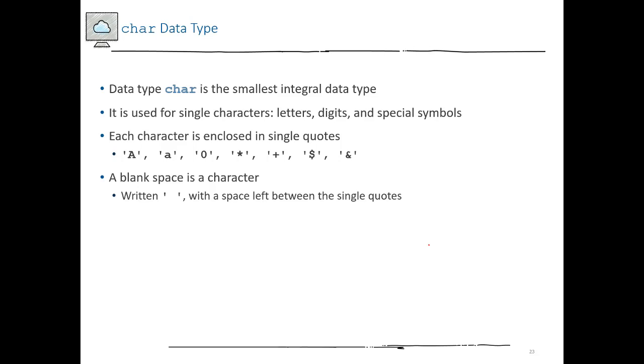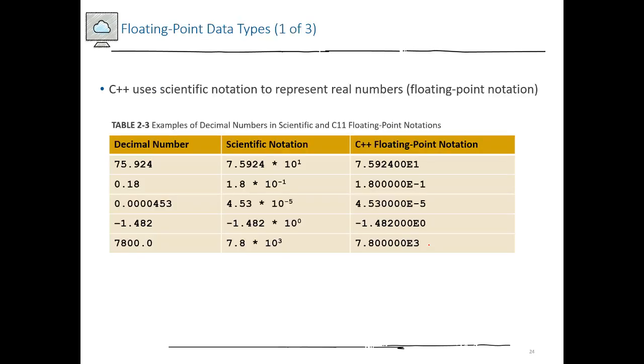A character in C++ must be enclosed in single quotes. You can also specify a blank character. Just put single quotes with a space in there. Okay, there you have it.